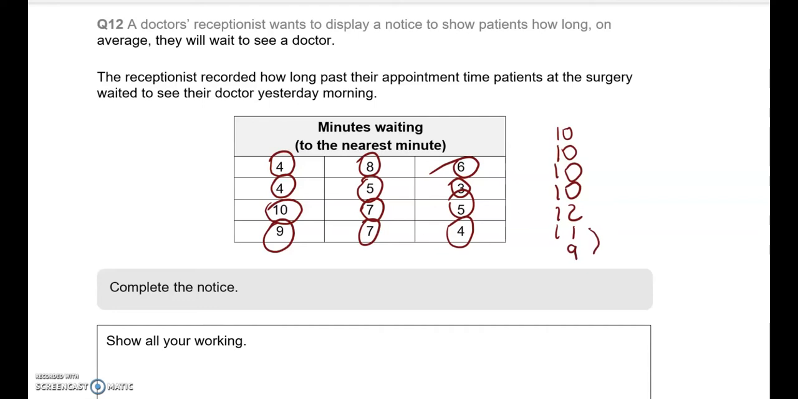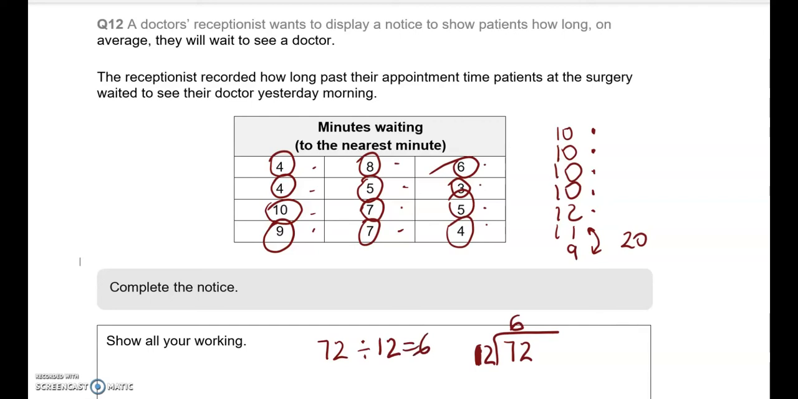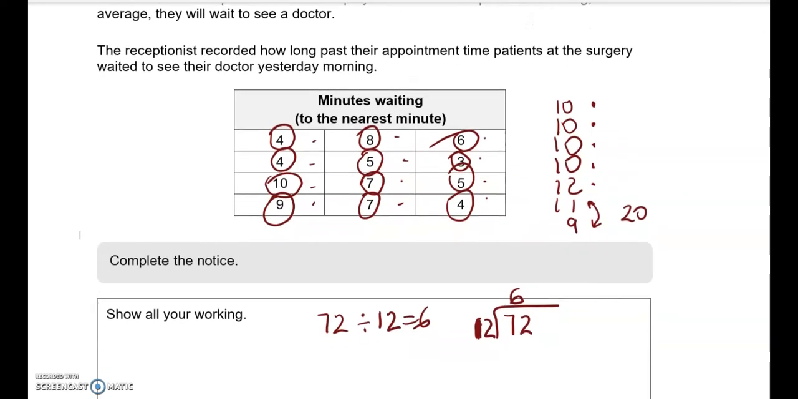So 11 and 9 is 20. 30, 40, 50, 60, 72. This is 72 divided by 1, 2, 3, 4, 5, 6, 7, 8, 9, 10, 11, 12. So divided by 12. How many 12s would fit into 72? That's exactly 6. So 6 minutes on average.